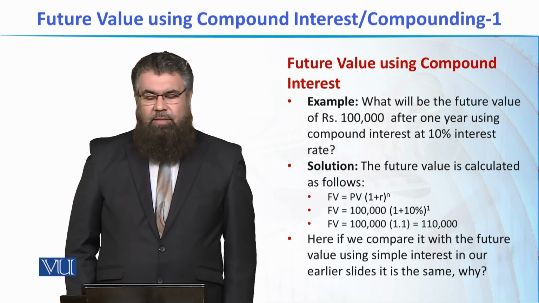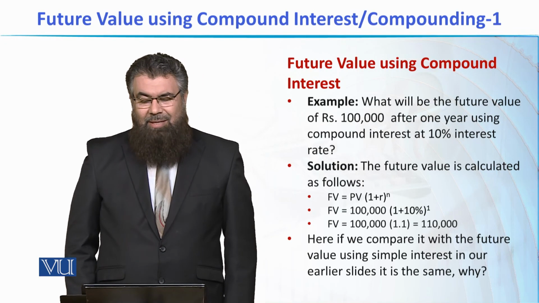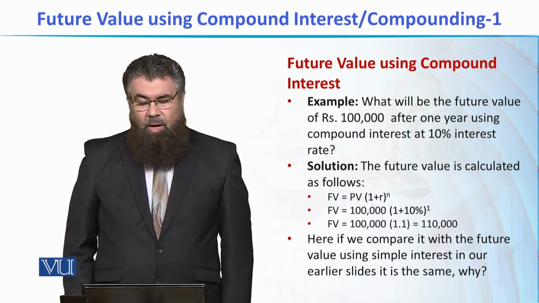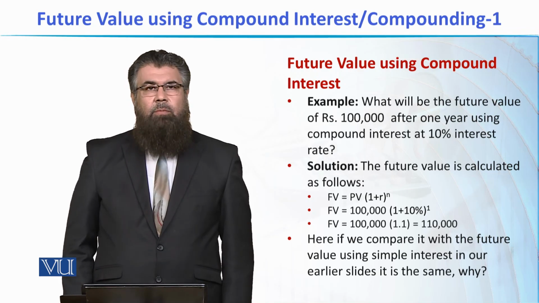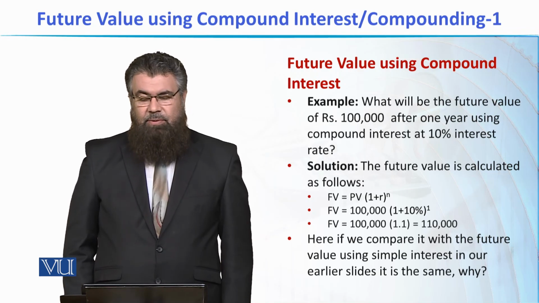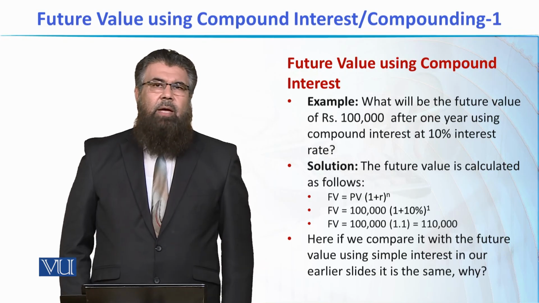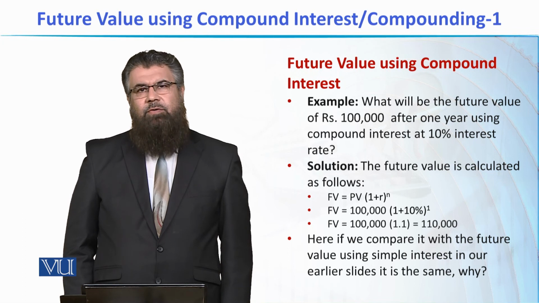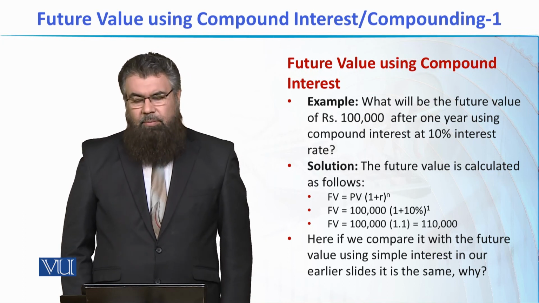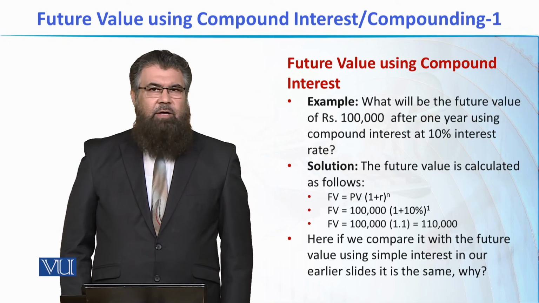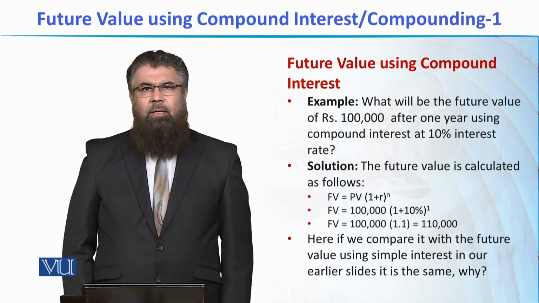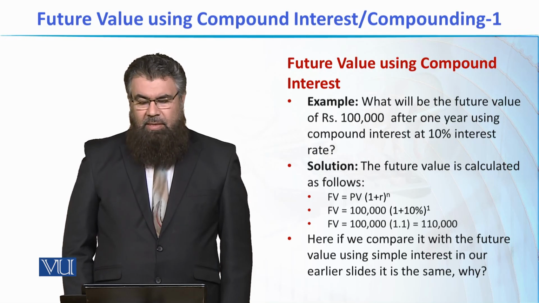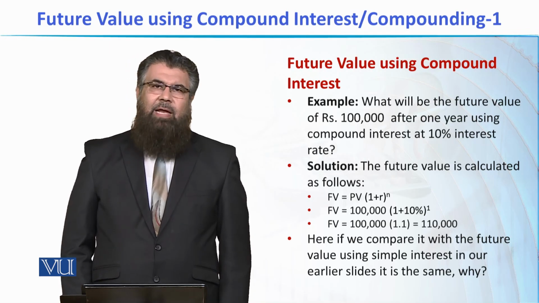Let's have a look at this example. What will be the future value of 100,000 rupees after 1 year using compound interest at 10% interest rate? It is actually the same example that we used for simple interest calculations. Now, there is a formula that we have just seen, that the factor, that is the compounding factor, is multiplied by the present value.